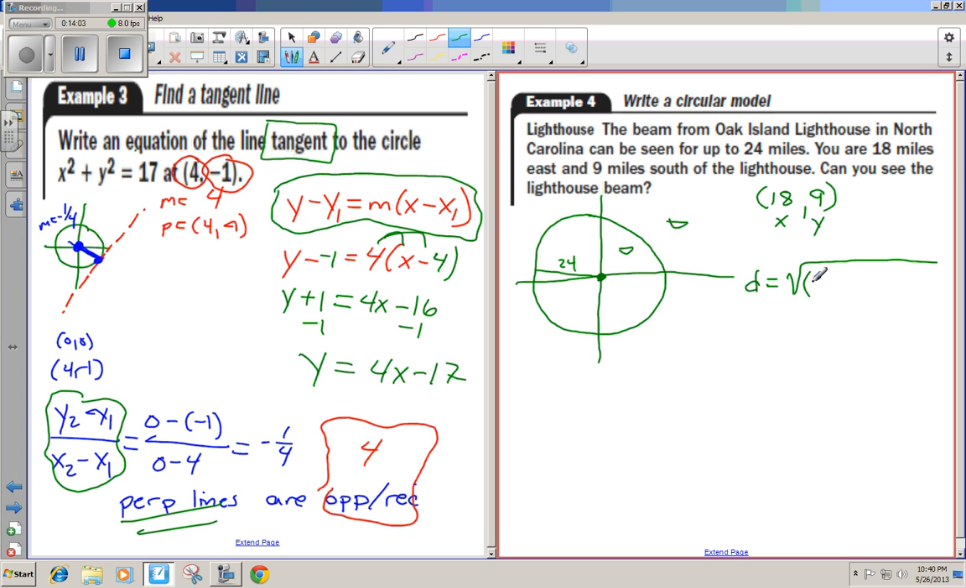The formula for distance: the difference of the x's squared plus the difference of the y's squared. And since the origin is one of them, really all you have is 18 squared plus 9 squared equals, when you work this out using your calculator, you type it all in there exactly the way it is.